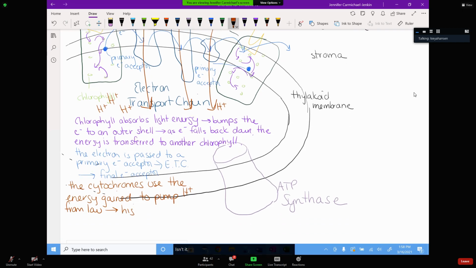Isn't the thylakoid the inside then, or is it the... Can you show which part it is? Yep, yep. Sorry, I wanted to make sure I finished that and didn't write a weird word. Okay, so they're pumping them into the thylakoid. And in a second here, I will zoom out to show you what the thylakoid looks like. Okay.